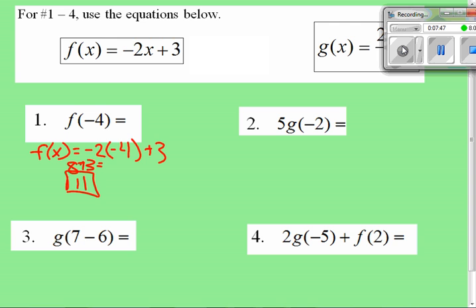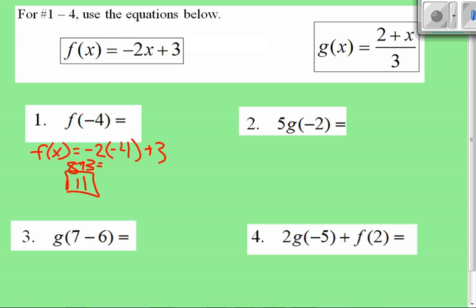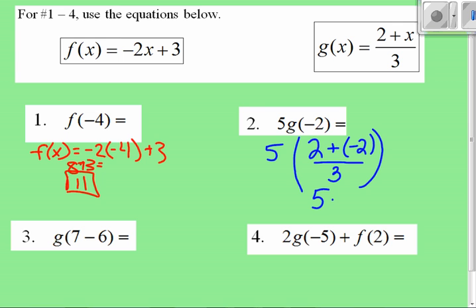F of -4, I like the fact that she used the parentheses. That's awesome. And she gets 8 plus 3. It's a little bit hard to read, but it's 11. Are there questions on that one? Okay, how about G of -2? Actually, I'll do number 3. It's 5 times 2 plus a -2 over 3. What's that fraction equal to? What's 2 plus a -2, Zach? It's 0. What's 5 times 0? 0. So the answer here is 0.